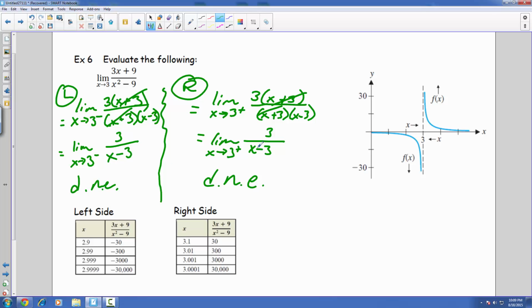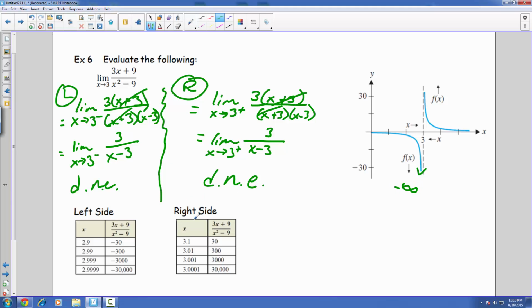Well, the table, and especially I think the graph, really helps us out. If you approach this limit as x approaches 3 from the left, we notice that as you get closer and closer to 3 from the left, your negatives are getting larger and larger very, very quickly. So as you again approach 3 from the left, you're going down towards negative infinity.